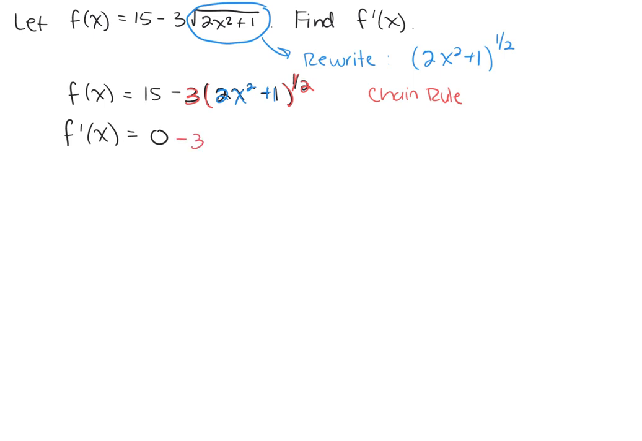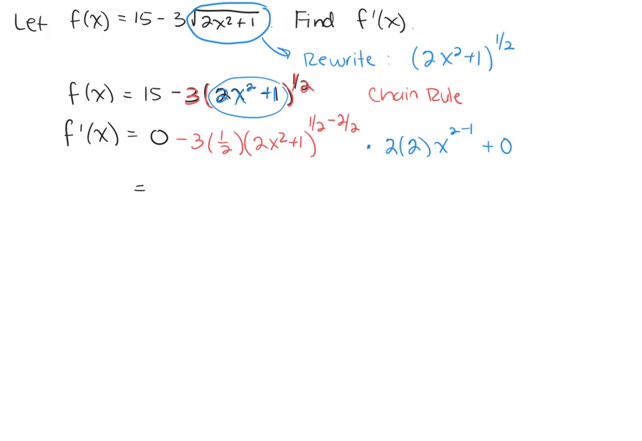So that's 3 times 1/2 times 2x squared plus 1 raised to the 1/2 minus 1. So I'm going to subtract 2 over 2. And then now I have to take the derivative of the inside part. So the derivative of the inside part is that of 2x squared plus 1. So let's use the power rule for 2x squared. So that's 2 times x to the 2 minus 1. And then the derivative of 1 is just 0.